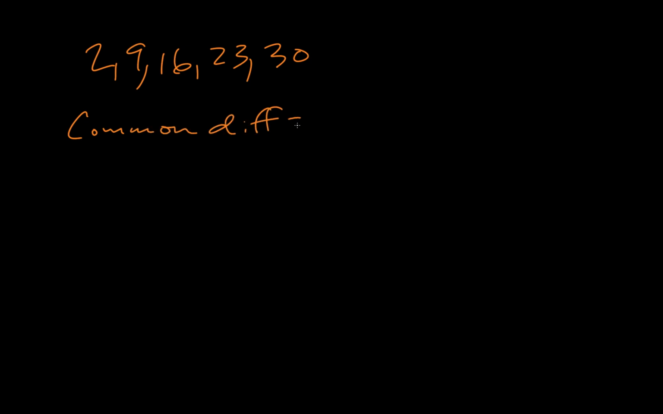So we have 2, 9, 16, 23, and 30. So in this sequence, we want to find something called the common difference first. And all that is, it's D. We'll see some formulas in a little bit. And it's the amount that you're changing by. So since we're adding 7, our D, or our common difference, is 7.